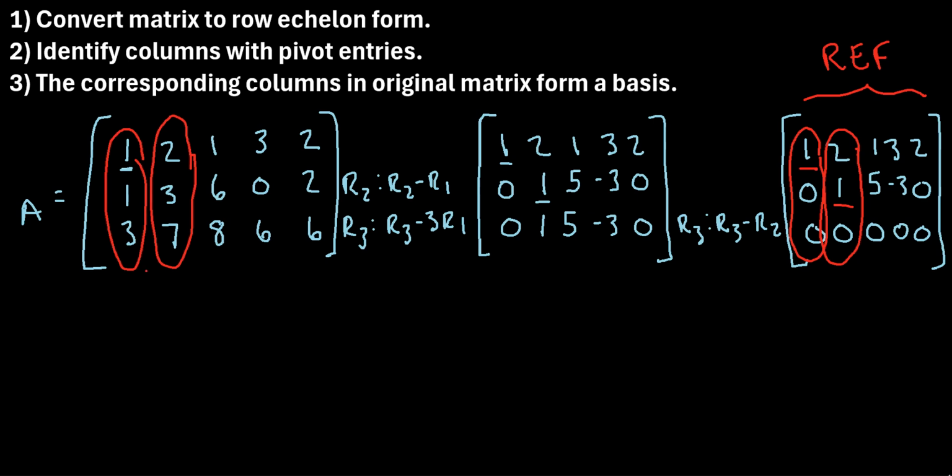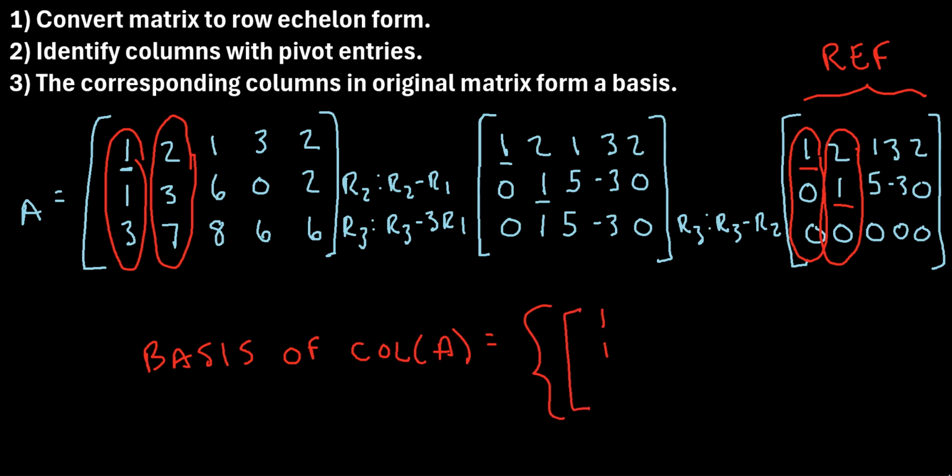So what we can say as our final answer is that the basis of the column space of A is going to be equal to this first column, so 1, 1, 3, and the second column, 2, 3, 7. These 2 columns form a basis for the column space of matrix A. And you can use this exact same process to find a basis for the column space of any matrix.